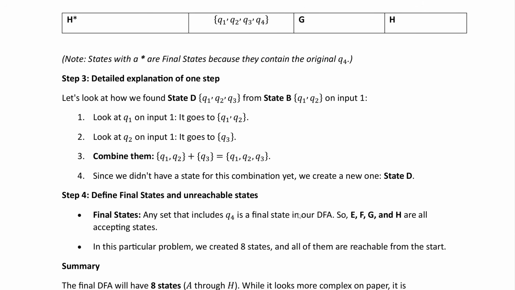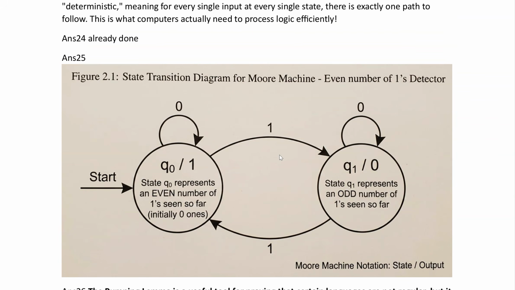But in Moore machine, the output depends on what? The output depends on the present state only. That's why the output has been written here, Q0/1, because in Moore machine the output depends only on the present state. In Mealy machine, the output was after the slash symbol on the transitions, right? So this is the basic difference.